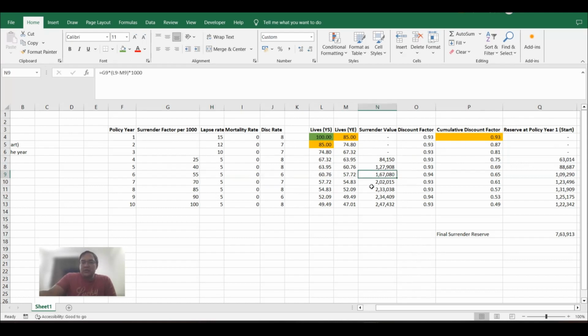So I have shown you the calculation of the surrender value. Then I've gone one step extra and also shown you the calculation of the surrender reserve. Now I know this is a big video, right? This is a big video.